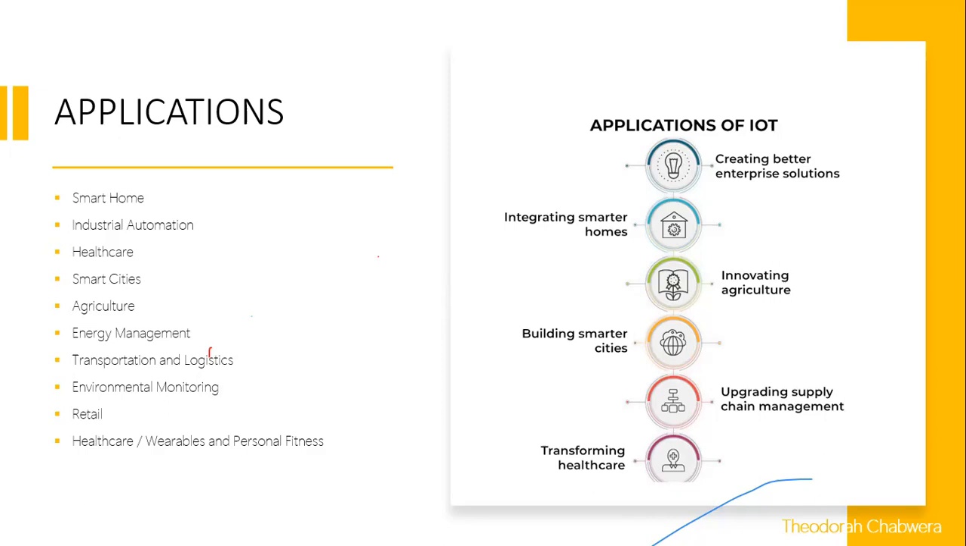Coming to agriculture, there is smart farming. We can use IoT to control irrigation, to check soil conditions, and to check soil moisture. And having all these will bring increased productivity, resource efficiency, and better crop yields, of course.